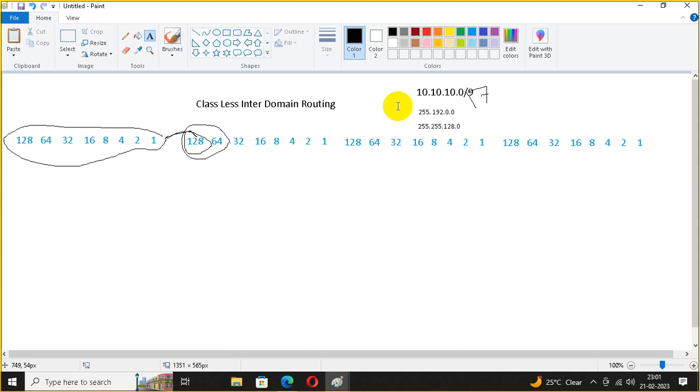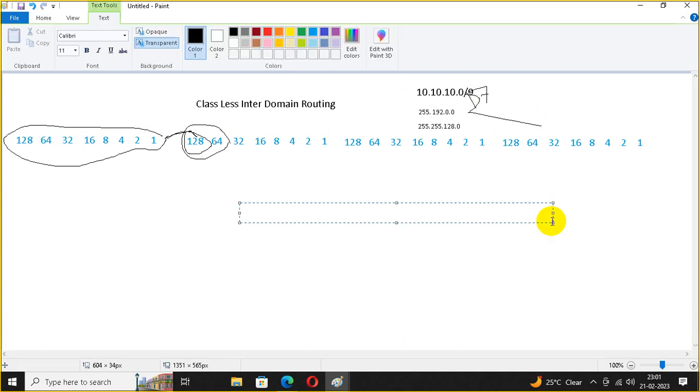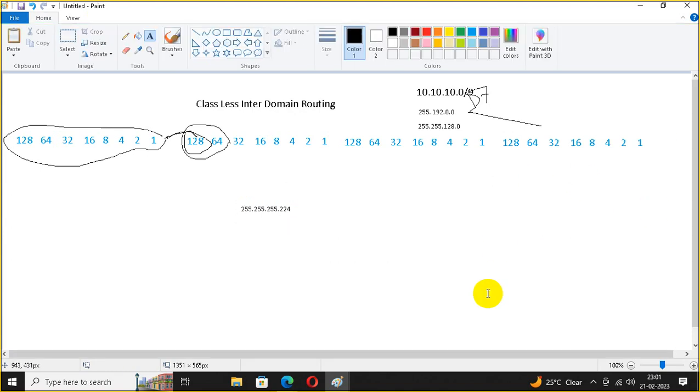Now if it is 27, what will be the value? It's 255.255.255. How many 8s come here? Three. Then after 3, 128 plus 64 plus 32, that means 224. Is that clear? Yes, sir.